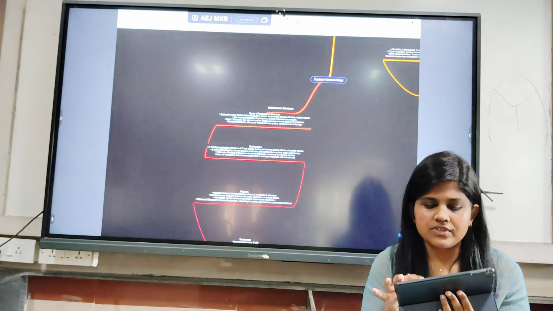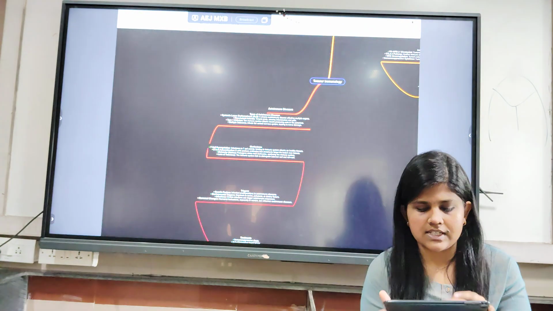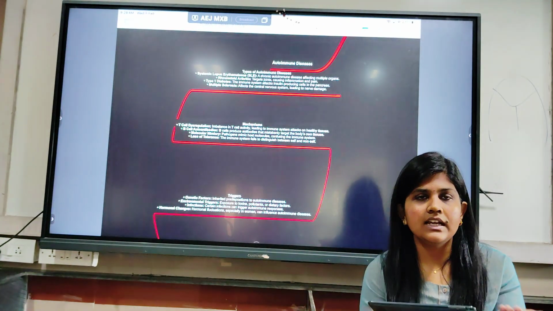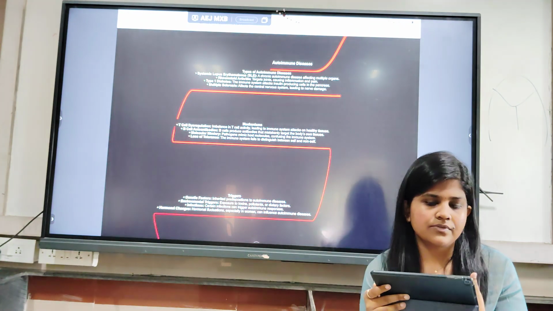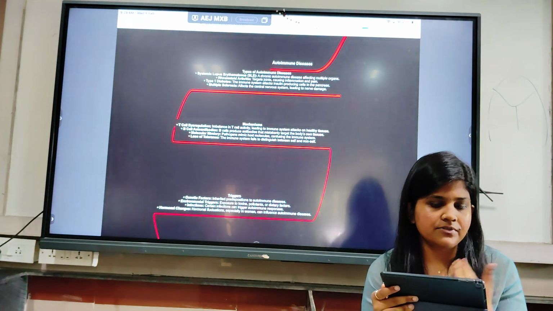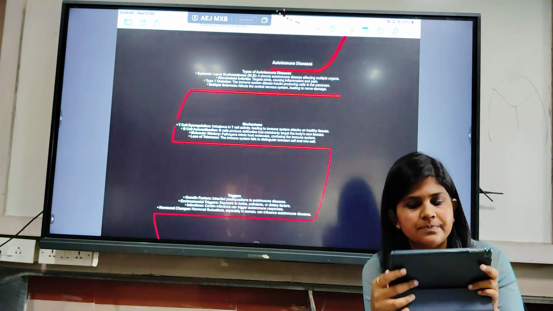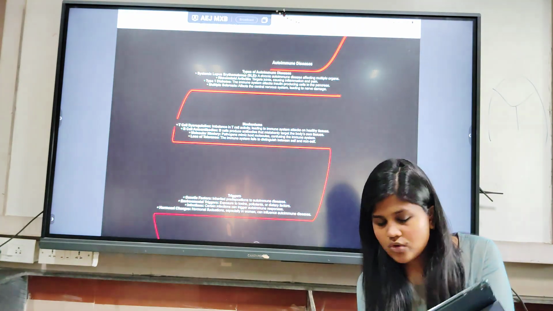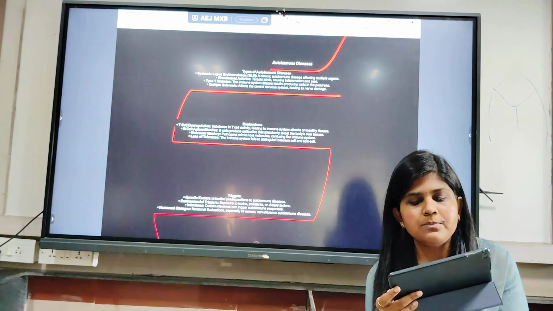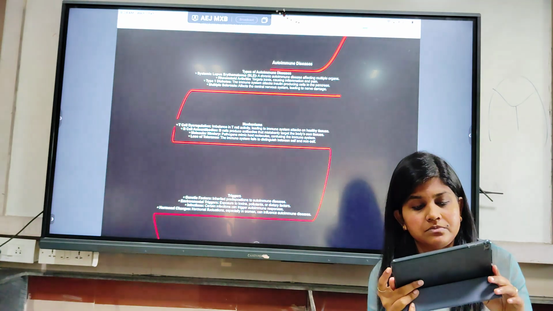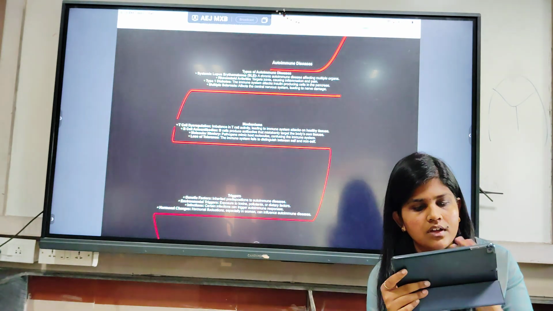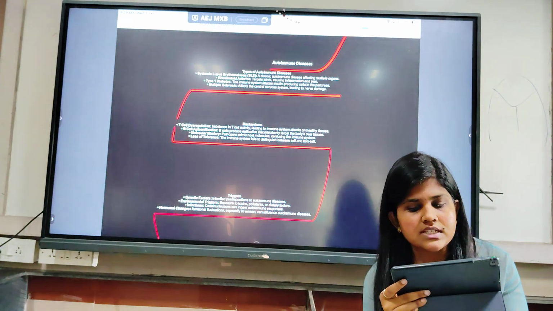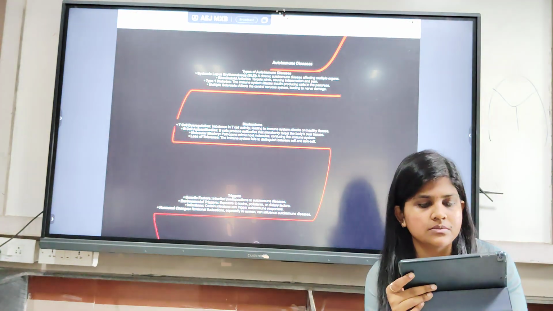So the next part of this session is autoimmune diseases. What is an autoimmune disease? We all know that when the body is attacking its own cells and tissues, there is a presence of autoimmunity. There are different types of autoimmunity. Systemic lupus erythematosus is a chronic autoimmune disease affecting multiple organs.